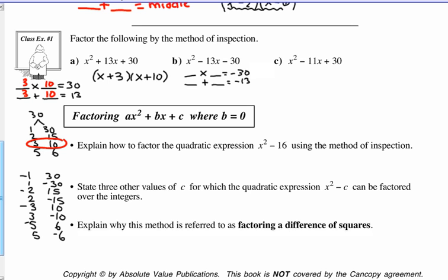So which one of these adds to negative 13? Oh, 3 and negative 10 would add to negative 7. Negative 2 and positive 15 would add to positive. So if we want our sum to be negative, we want the negative to be the larger number. So 2 and negative 15 would add to negative 13. So now what would it become? 2 and negative 15: x plus 2, x minus 15.